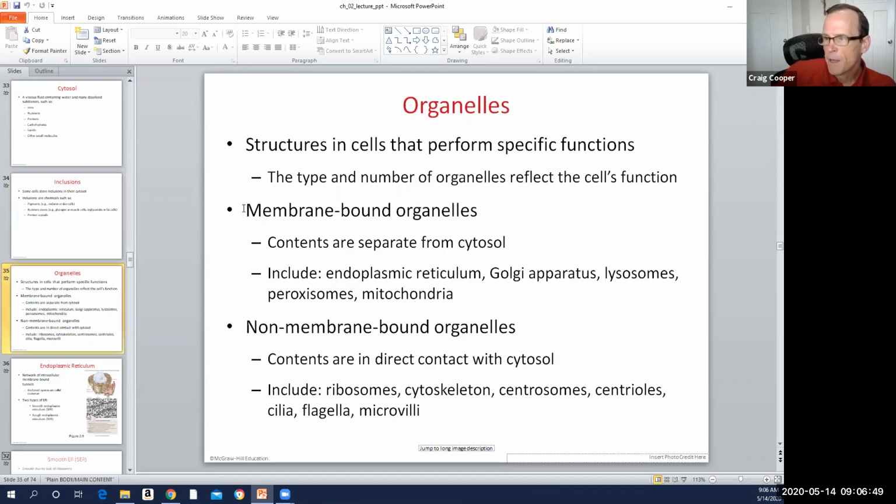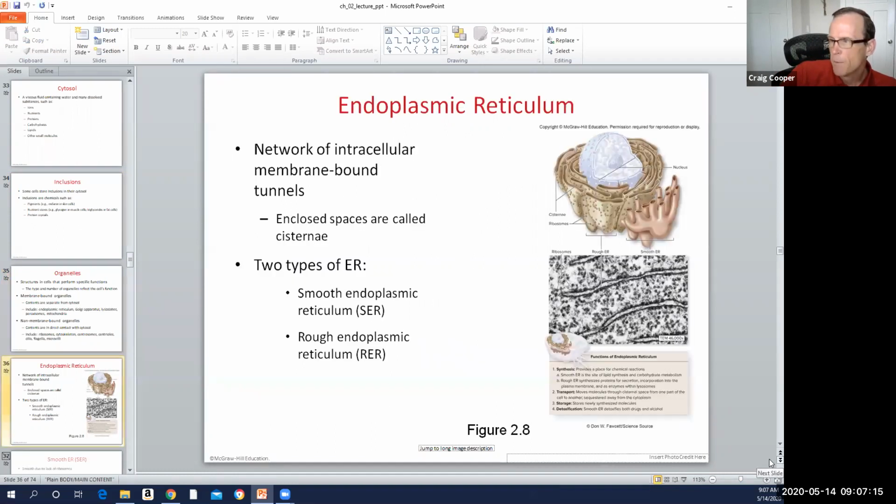All right, so our organelles: we have ones that have their own membrane surrounding them, and then we have some that are just a little bit more freely there in the cell. We've got examples of ones that have membranes listed here, and the ones that don't have membranes but are still considered organelles down below. We'll go through each of these organelle types briefly.